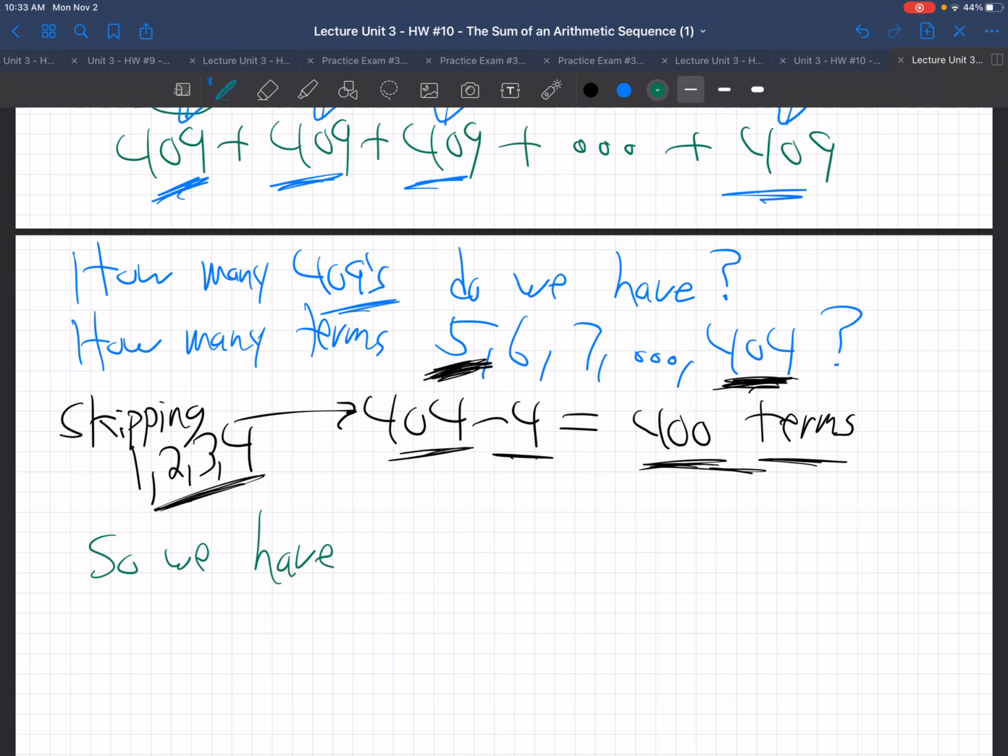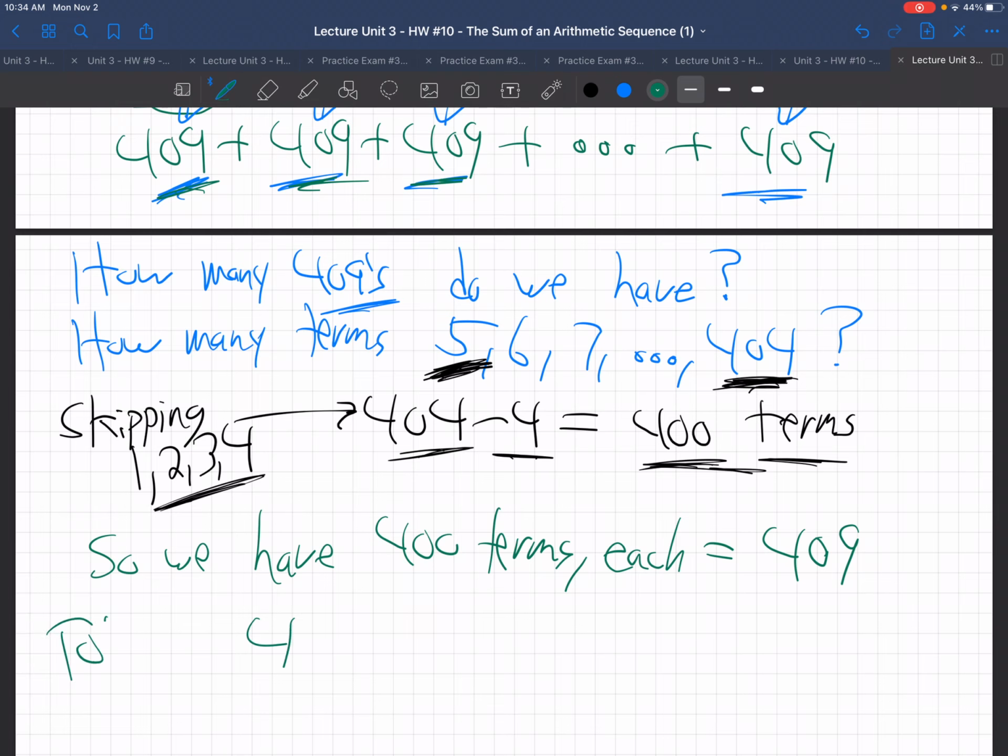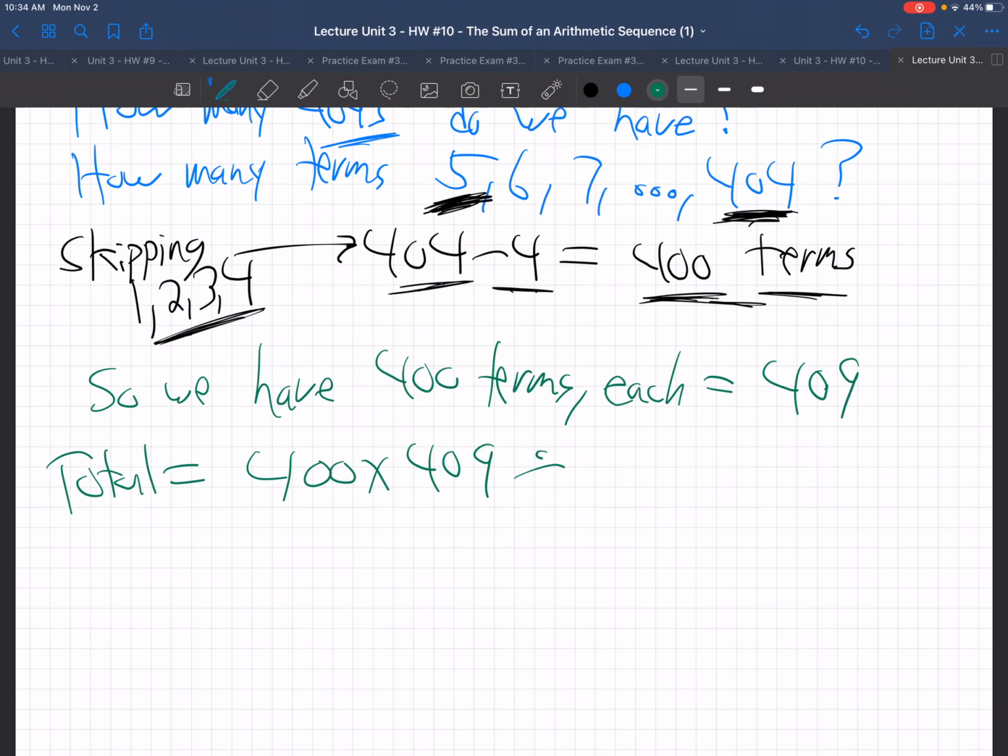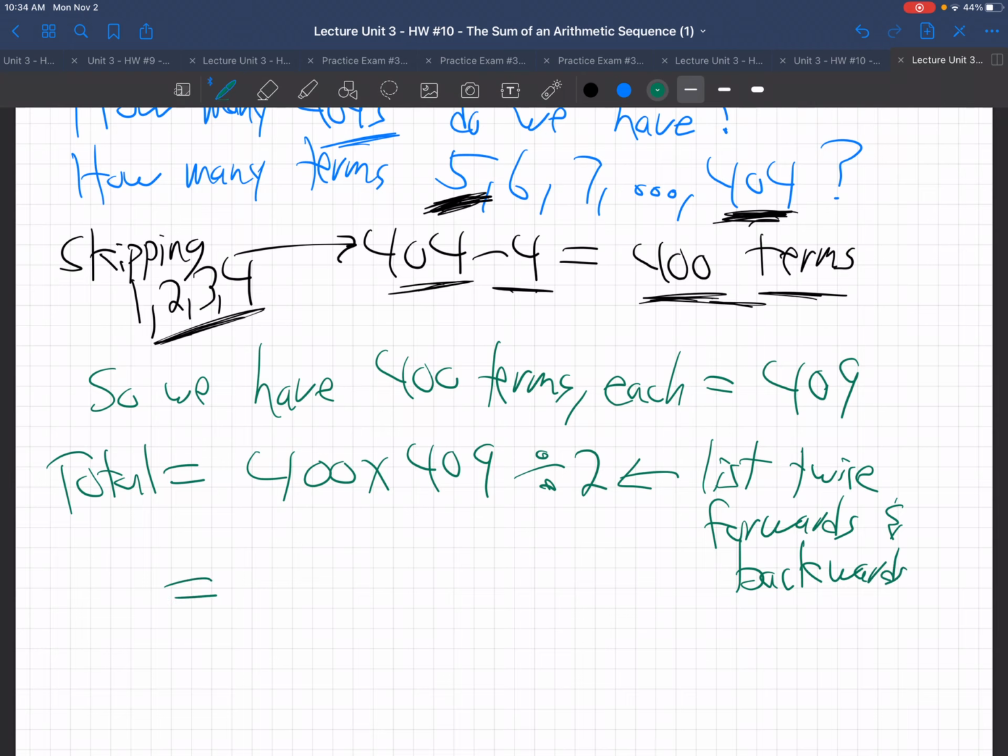So we have 400 terms, each equal to 409, don't we? All these 409s, there must be 400 of them. So the total equals 400 times 409, but don't forget, divide by 2, because this is the list twice, remember? Forwards and backwards. So that's the list twice. So 400 times 409 divided by 2, I'm getting 81,800. There we go. There's the total.